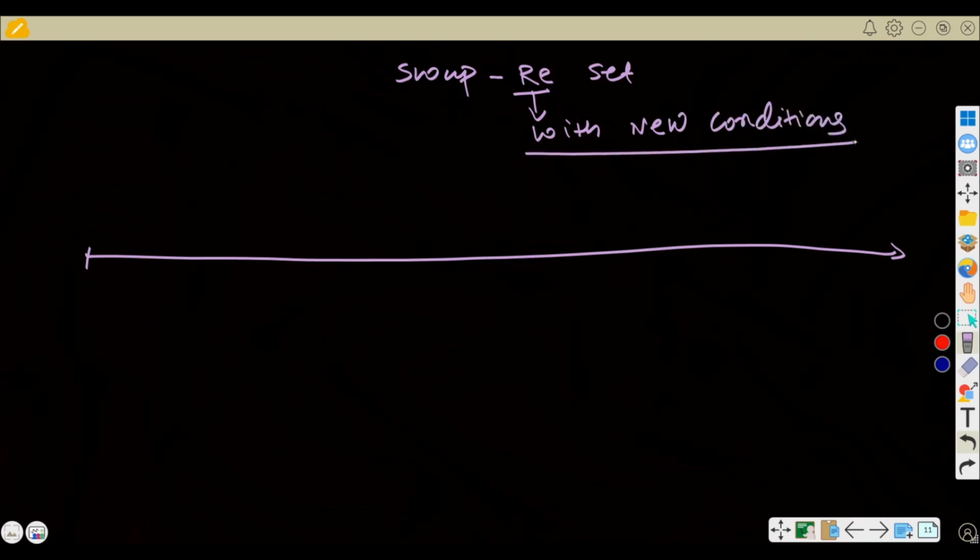Reset with new conditions. Swap reset with new conditions. How this will work, we'll discuss here. We'll take the 1 year example.